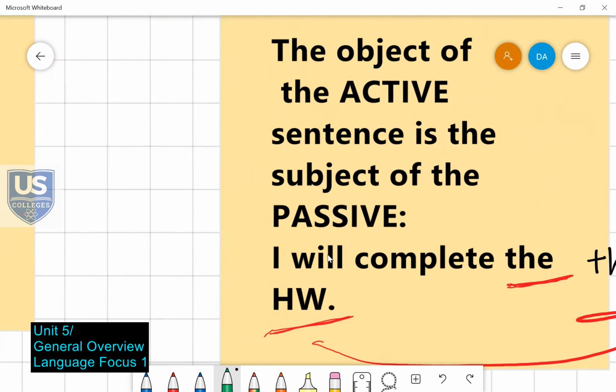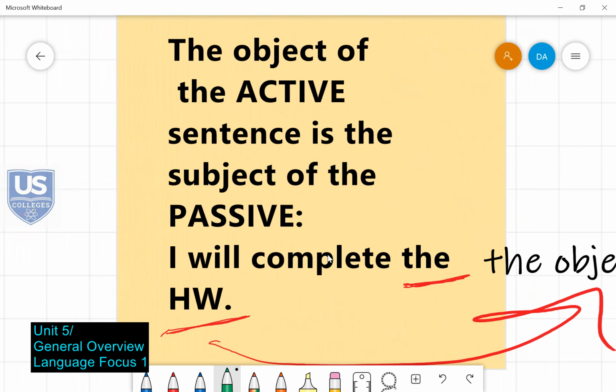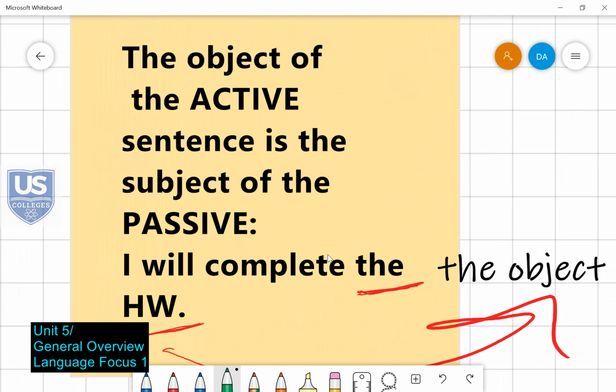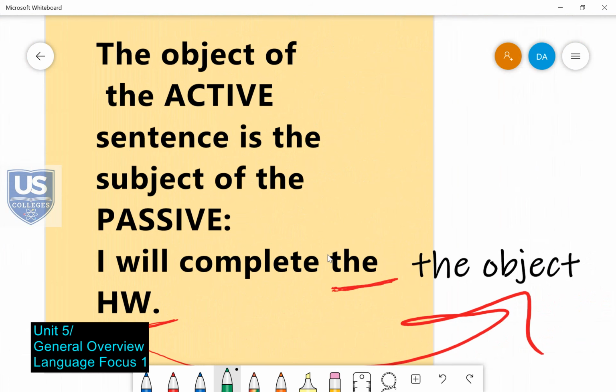And there are some further details regarding the passive. We need to keep in mind that the object of the active sentence is the subject of the passive. So this is so important. You should keep this in mind while converting an active sentence into passive. The object of the active sentence is the subject of the passive. As in the example, I will complete the homework. The homework is the object here.